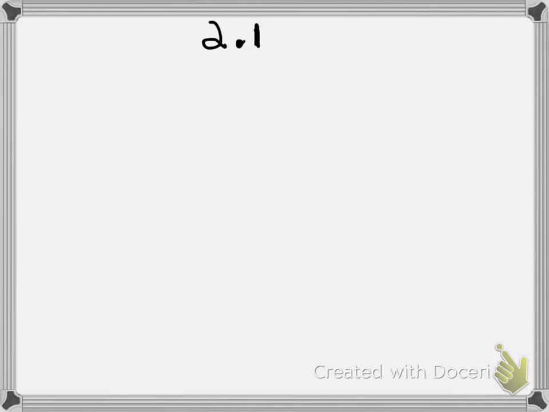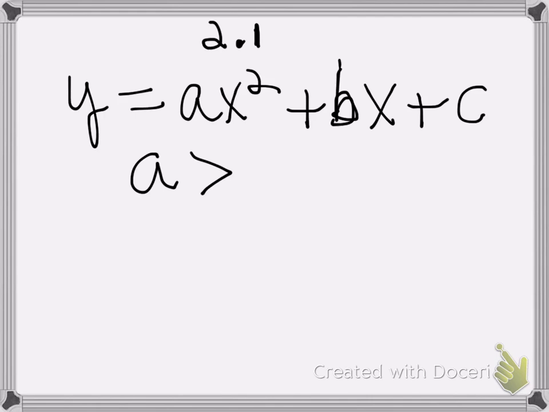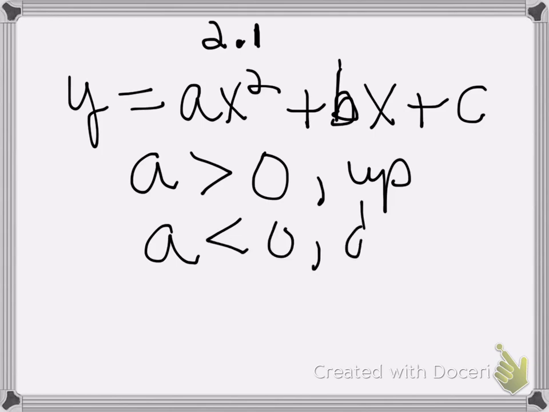Basically, you know that we're in this form right here: y equals ax squared plus bx plus c. Okay? There's a lot of things that you can tell me about this parabola. You know it's a parabola because it's squared, plus it's the quadratic function section. If a is greater than 0, then this opens up. If a is less than 0, then it opens down.